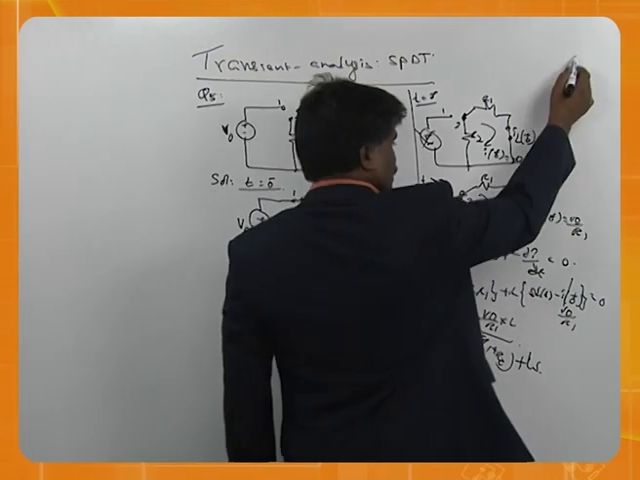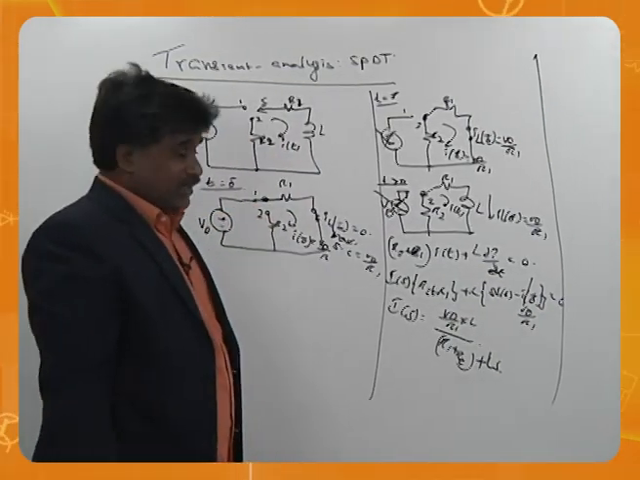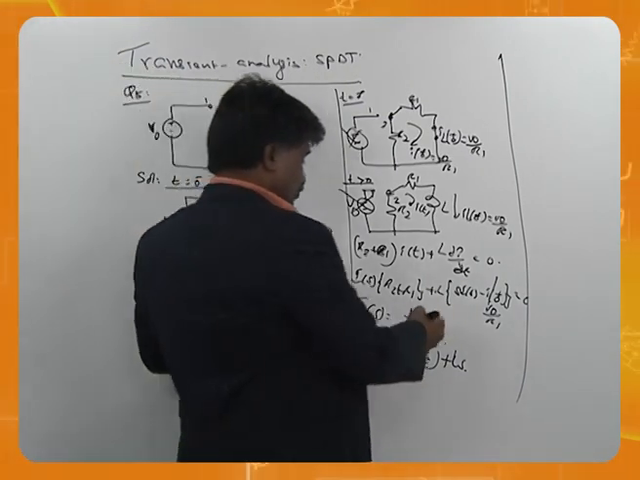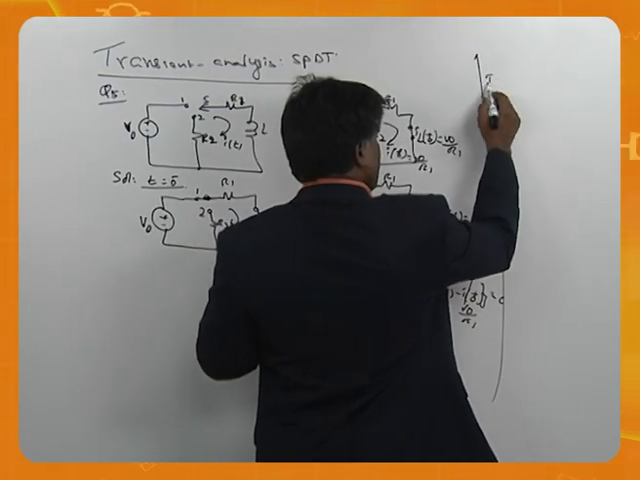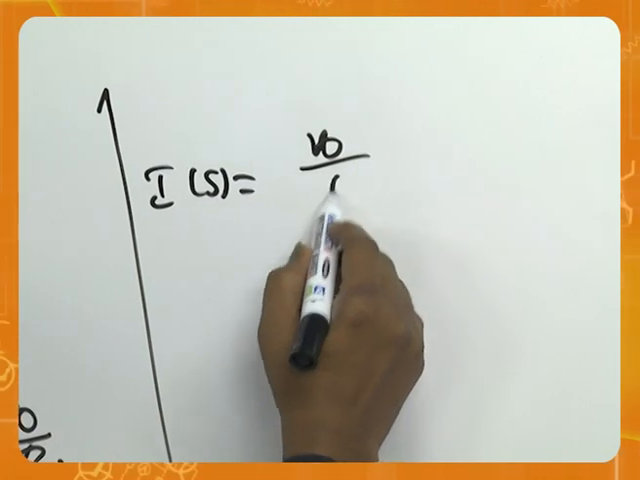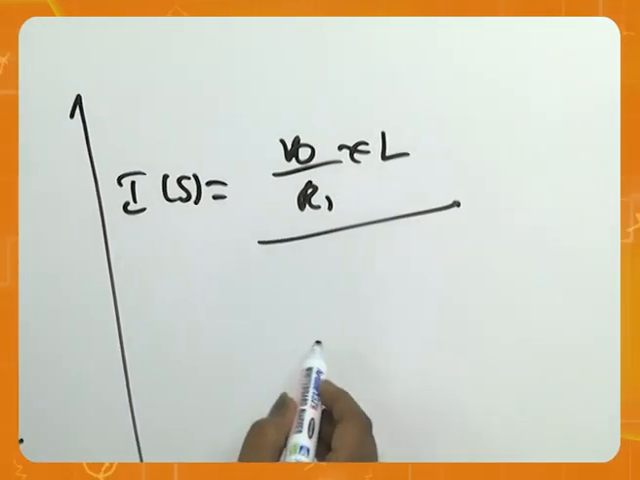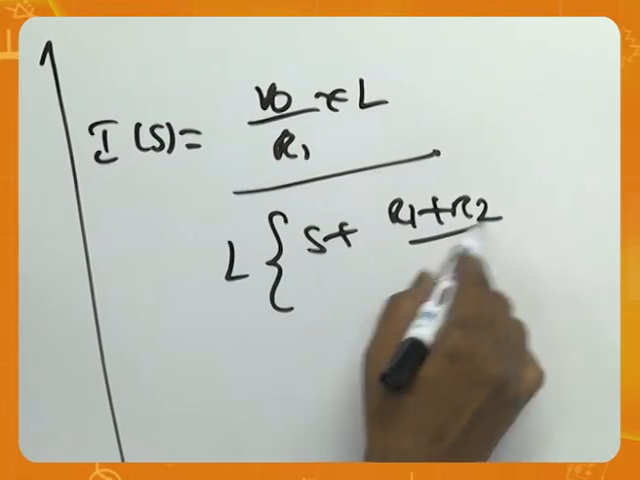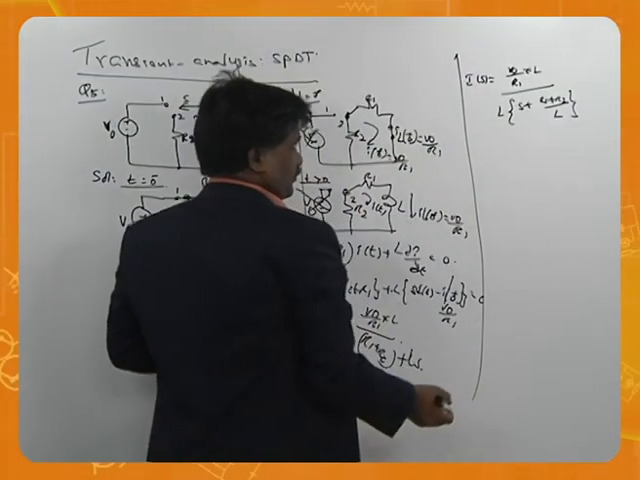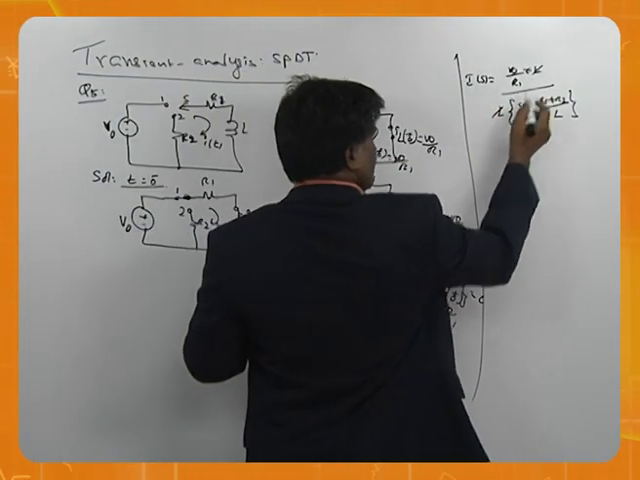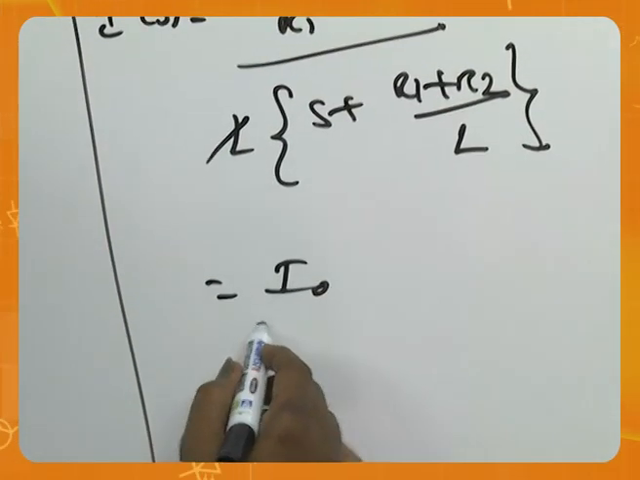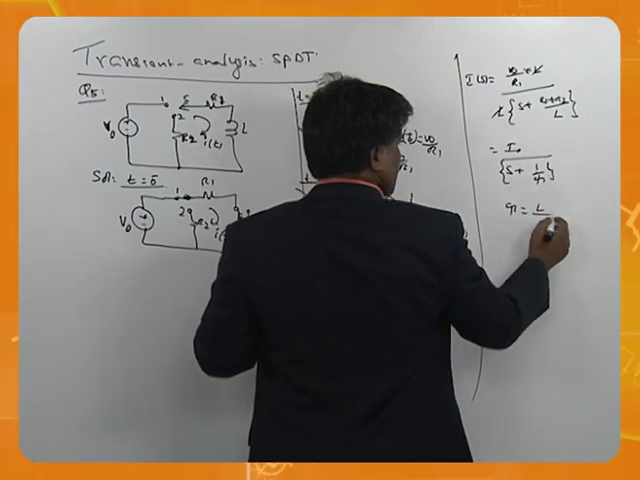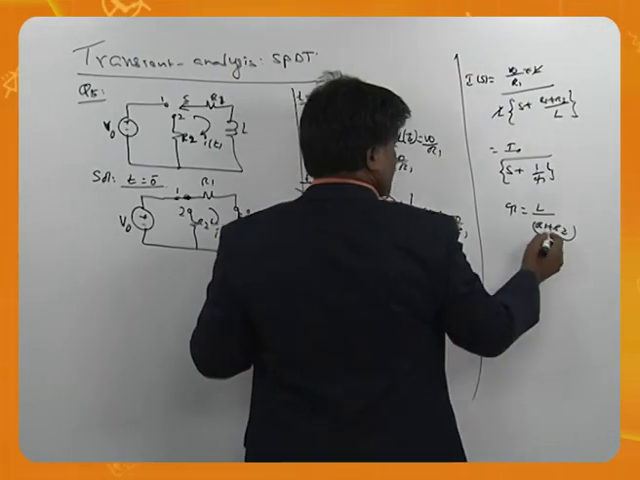Now if I really have to solve it completely, look at the solution. He's not simply saying I of s, he's saying I of t. That means I need to take the inverse. I of s is equal to V0 by R1 into L by L common, s plus (R1 plus R2) by L. Okay, this L you cancel. This is I0 over s plus 1 by tau, where tau is L by R1 plus R2.